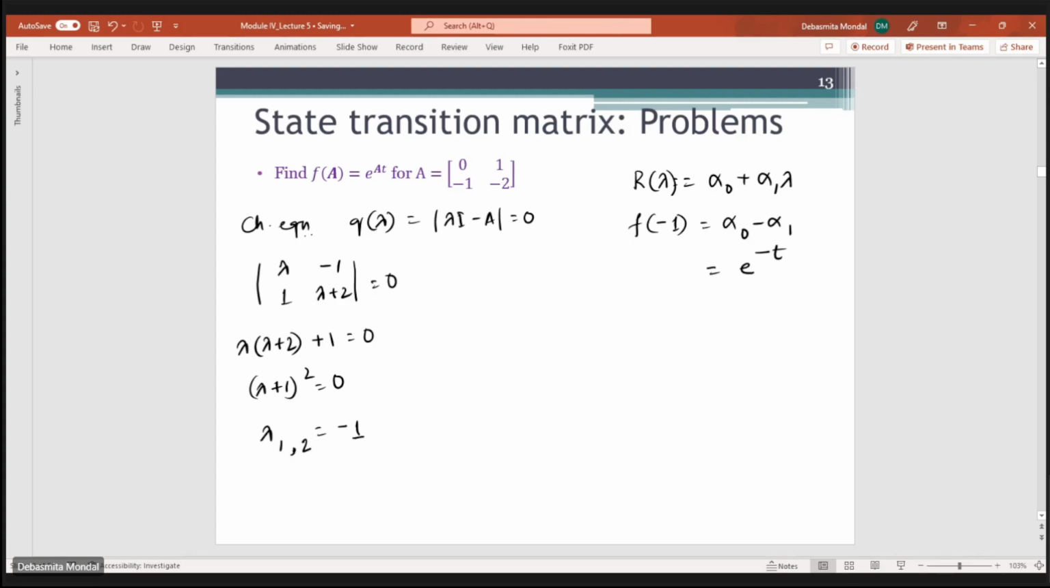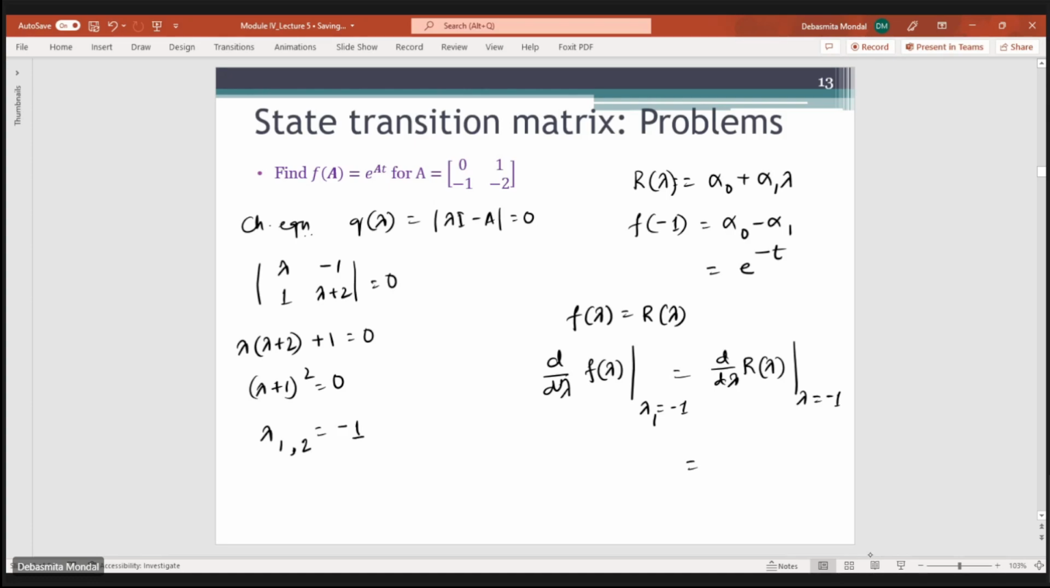For finding the second equation, we have to take the derivative. We know that f of lambda is equal to r of lambda, right? So we'll simply take the derivative with respect to lambda. So f of lambda at this value, lambda 1 equal to minus 1, would be equal to d by d lambda of r lambda at lambda equal to minus 1. If you take the derivative of r of lambda, this will be nothing but alpha 1.